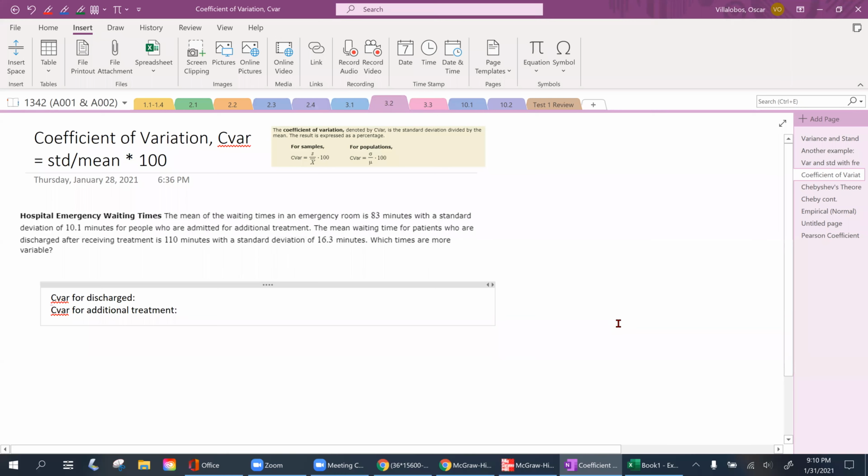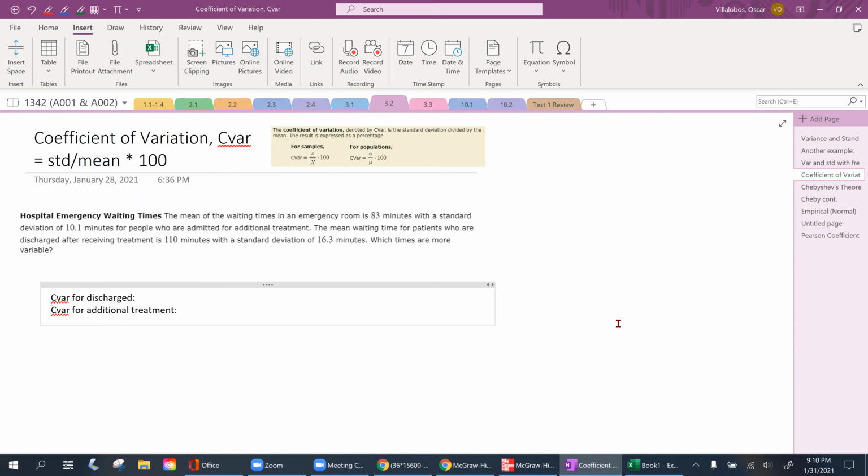So now we're going to be talking about getting the coefficient of variation, CVAR. The coefficient of variation is denoted by CVAR. It is the standard deviation divided by the mean and then multiplied by 100 to get a percentage. That is it. And that information will be given to you.